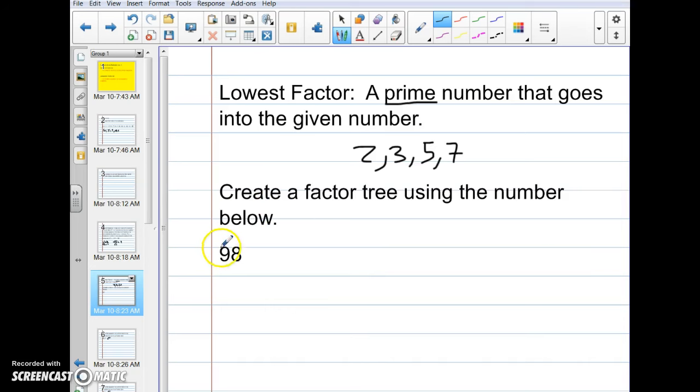Now what we're going to do here for the number 98 is create a factor tree using the number. So here's how factor trees work. You put lines, and then basically you start listing off factors. I like to do this as efficiently as possible, so if the number is even, I divide it by 2. So I can see this is divisible by 2. Now I have 98 divided by 2, that is going to be 49.